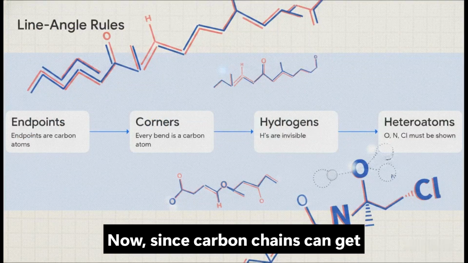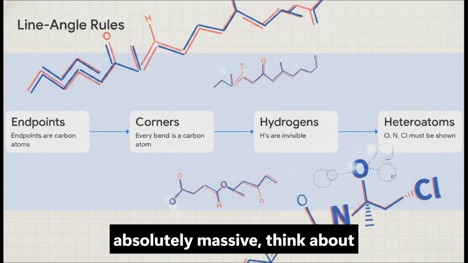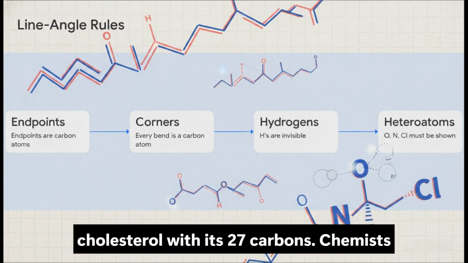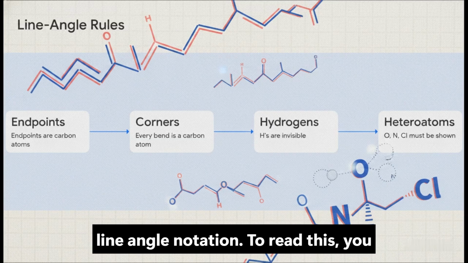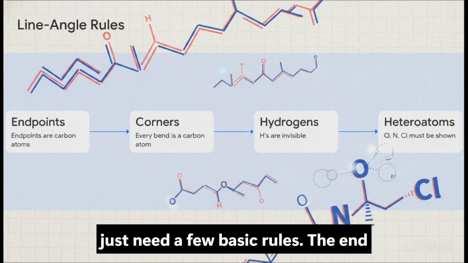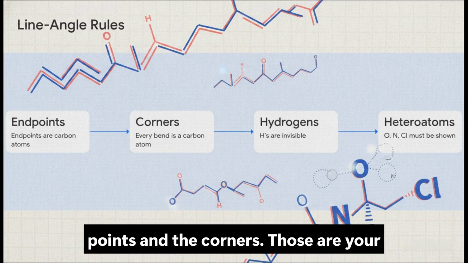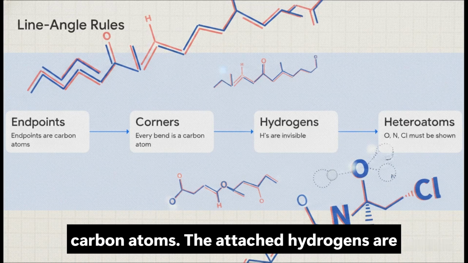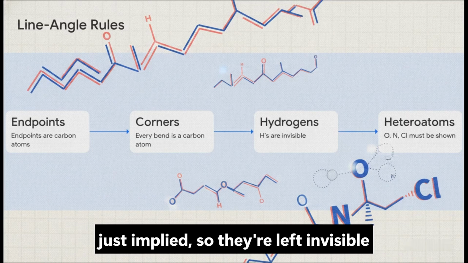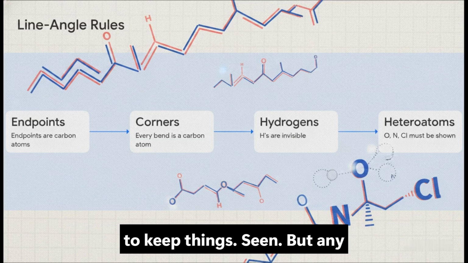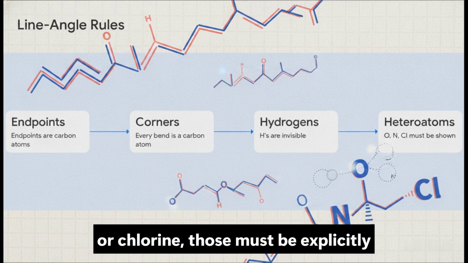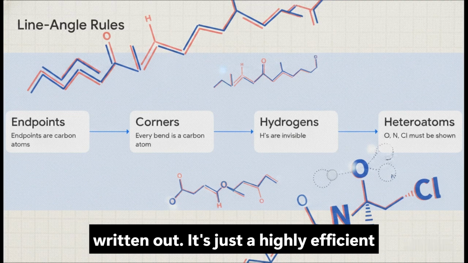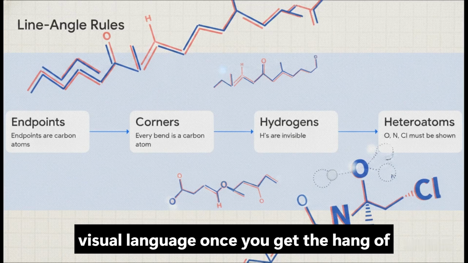Now, since carbon chains can get absolutely massive, think about cholesterol with its 27 carbons, chemists use a brilliantly simple shorthand called line angle notation. To read this, you just need a few basic rules. The endpoints and the corners, those are your carbon atoms. The attached hydrogens are just implied, so they're left invisible to keep things clean. But any heteroatoms, things like oxygen, nitrogen, or chlorine, those must be explicitly written out. It's just a highly efficient visual language once you get the hang of it.